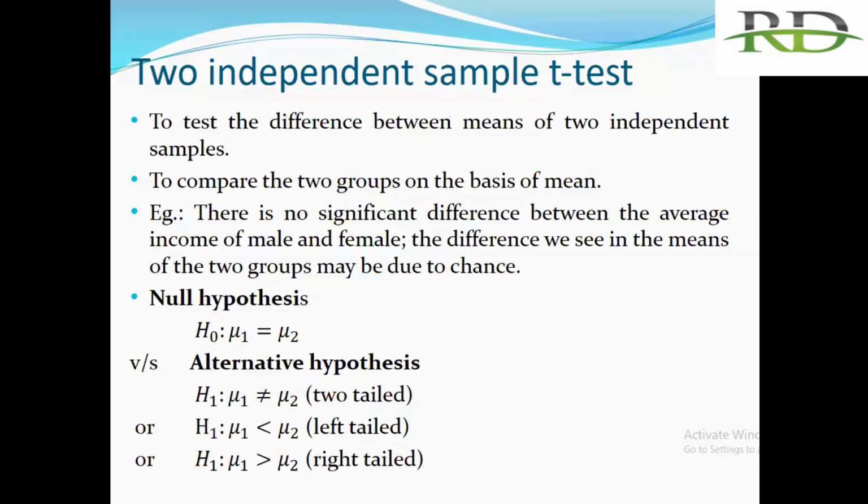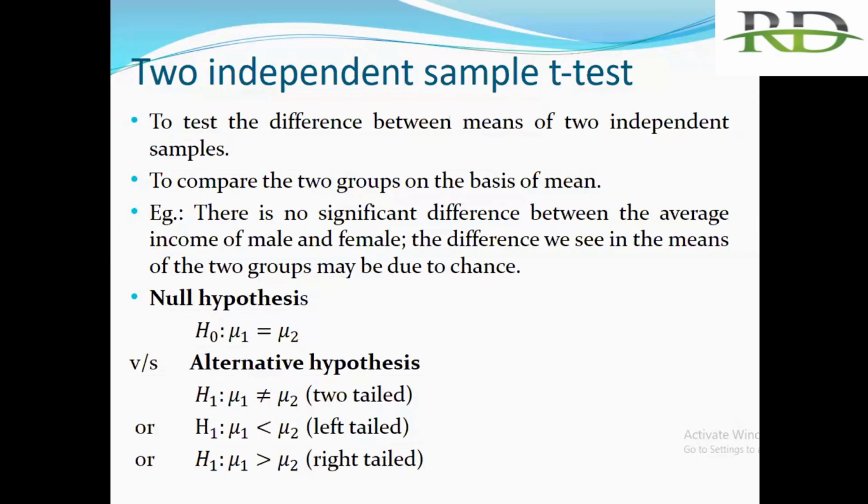Then we have independent t-test. Here hypothesis is slightly changed. Here it becomes mu1 equal to mu2 because we have two independent groups. So the example of null hypothesis could be that there is no significant difference between average income of male and female.